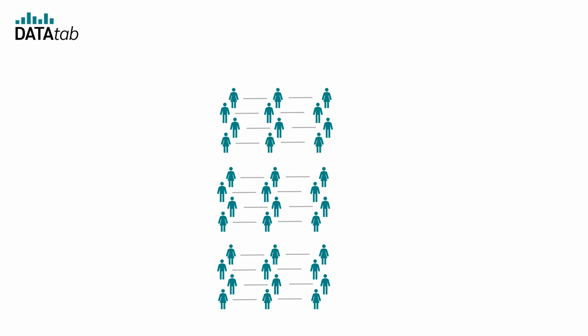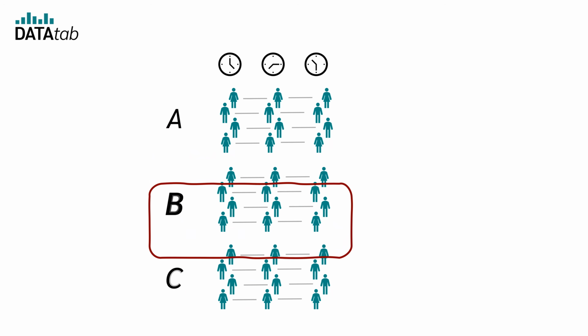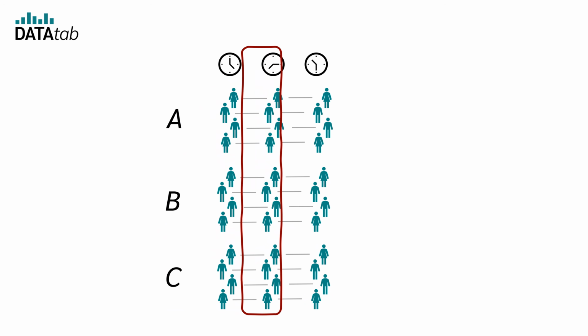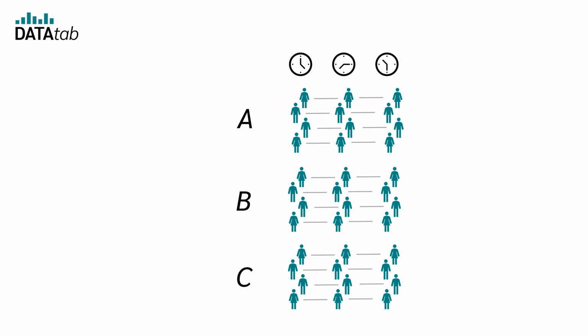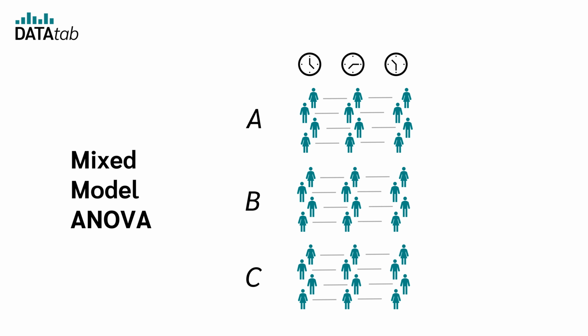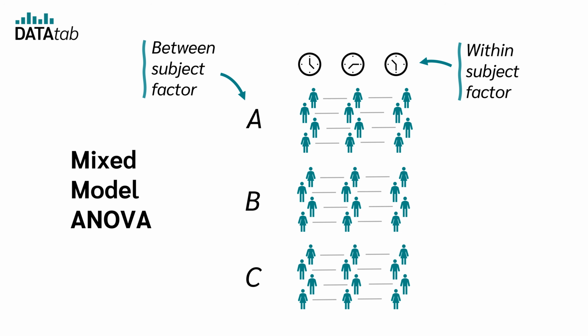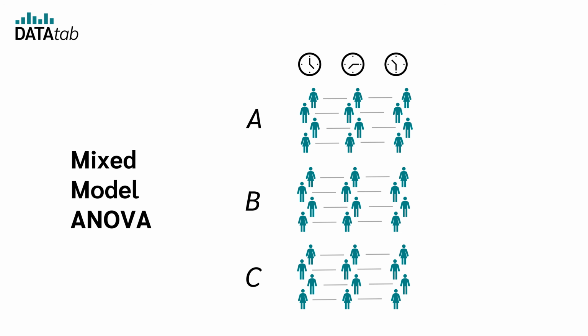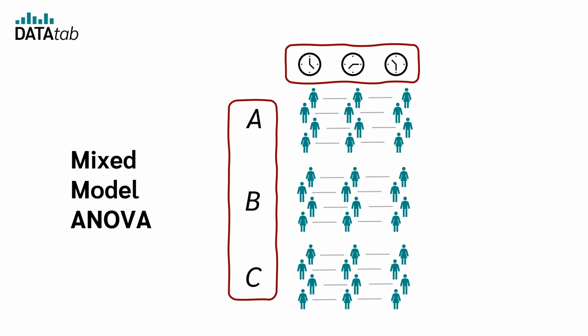But what if we want to test if there is a difference between diet A, B, and C over the different points in time? So we want to test if there is a difference between the diets and if there is a difference between the different time points. Then we need a mixed model ANOVA because we have both, one between subject factor and one within subject factor. So in a mixed model ANOVA, we have at least one between subjects factor and at least one within subjects factor in the same analysis.